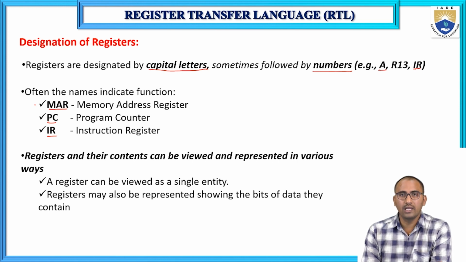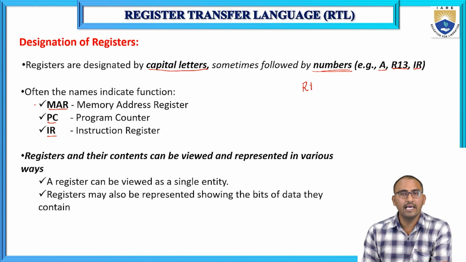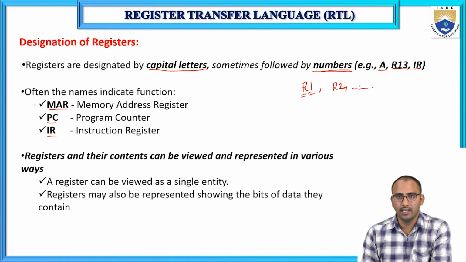The other way is, along with capital letters, we use numerical values also, that is, capital letters followed by numbers, like R13, or we can also define R1. R1 is a register. R is a capital letter followed by a number. So R1, R2, like that. Using capital letters and numbers, we can designate the registers.